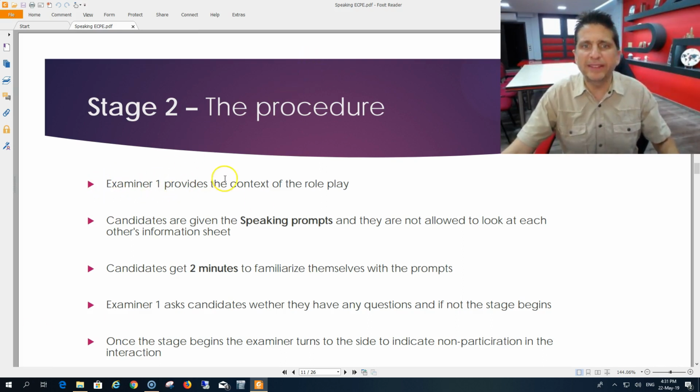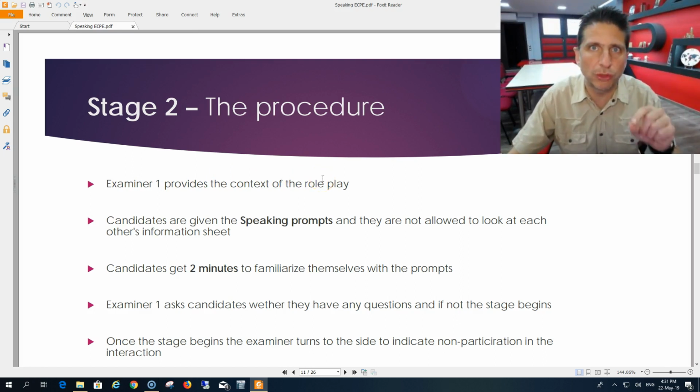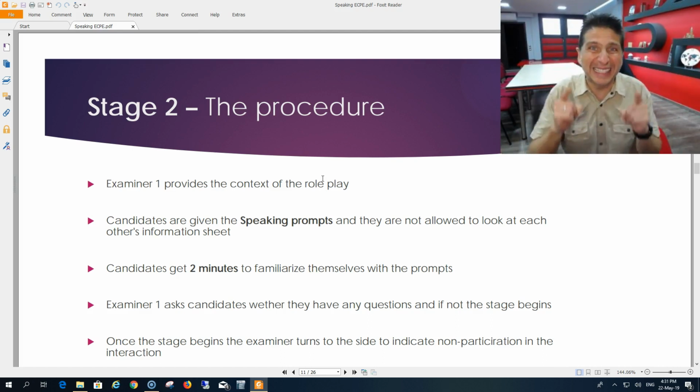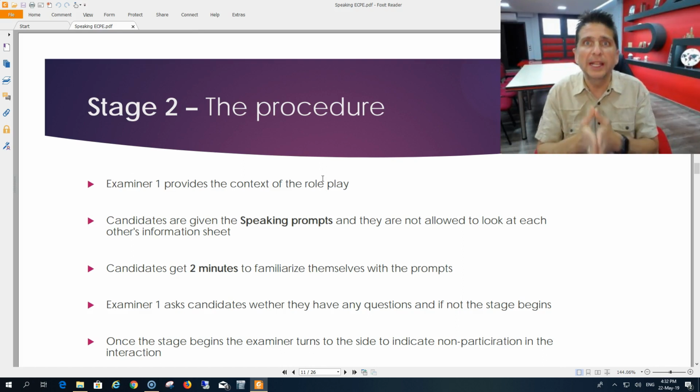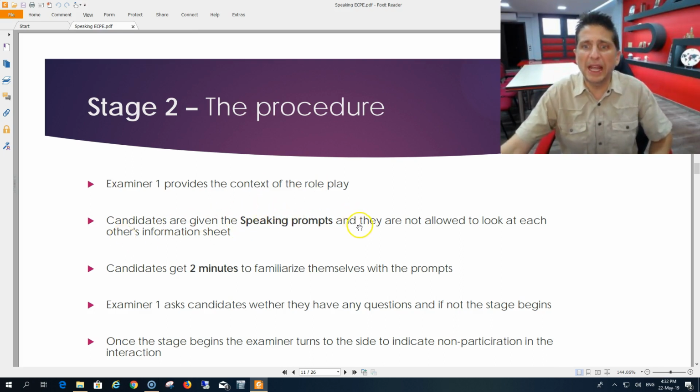Examiner 1 provides the context of the role play. I want you to pay particular attention to that because it's really important to listen to the examiner carefully and write down who you are and what you have to do. It's really important. Candidates are given the speaking prompts and they are not allowed to look at each other's information sheet. So during stages 2 and 3, you cannot see each other's information sheet.